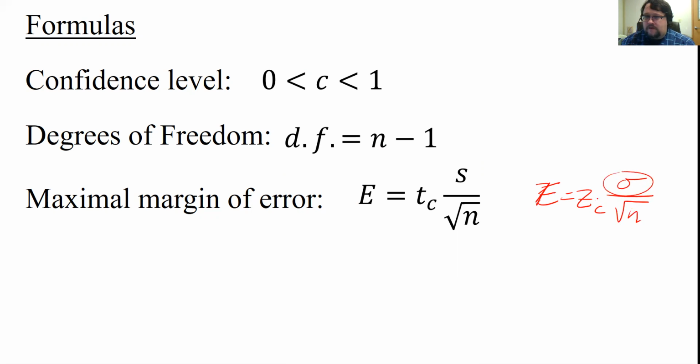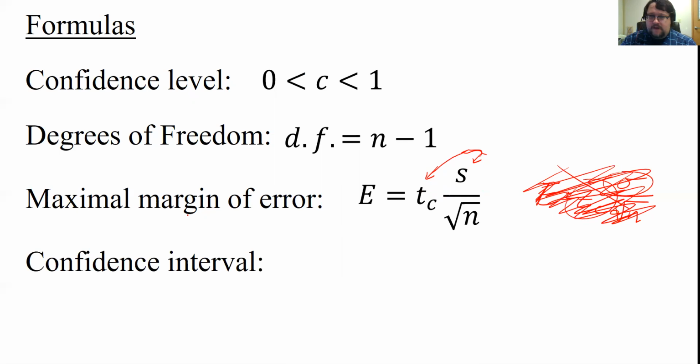So sigma and Z can go together, but we don't have sigma anymore in this section. I mean, we'll come back, we'll do problems where we do know sigma, but since we only have the sample standard deviation, we're going to use T. So S and T kind of go together. It's the same formula, it's just we're using S and T instead of sigma and Z. Okay. And then the confidence interval is going to be your sample mean minus this margin of error and your sample mean plus this margin of error.